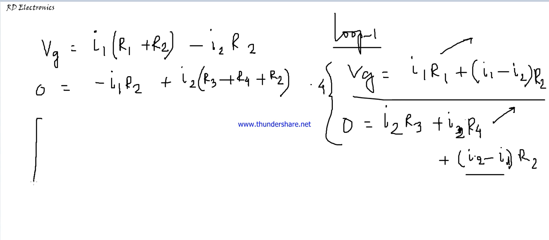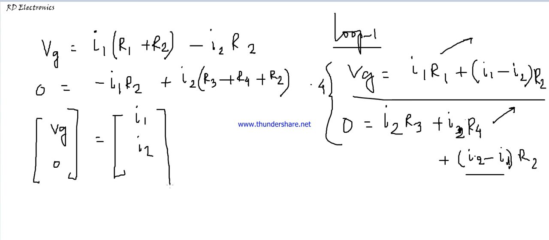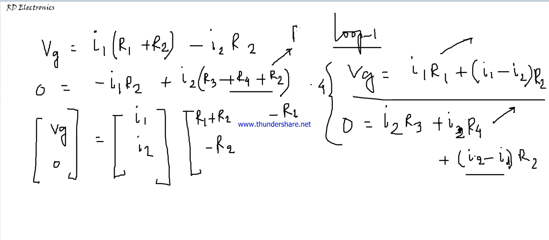Now we apply a matrix form. This is Vg, 0. What are the currents? There are two currents in the two loops, known as I1 and I2 separately. And what are the resistance parameters? This is R1 plus R2, this is minus R2. And we say that the three resistances associated with I2 are known as R dash, because it's a very long term. So here we replace this term by R dash.